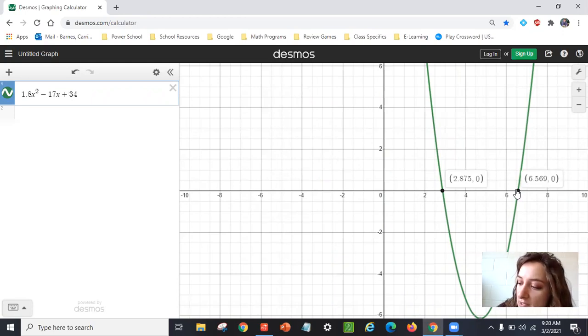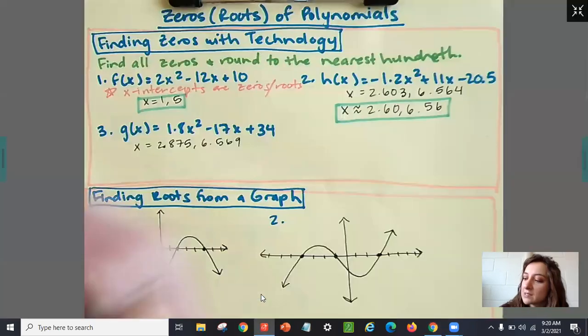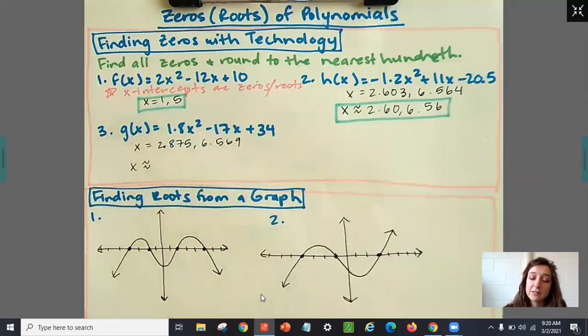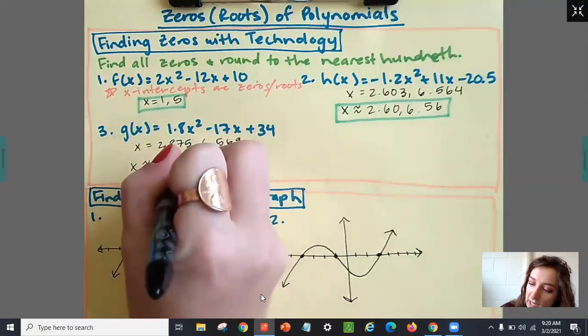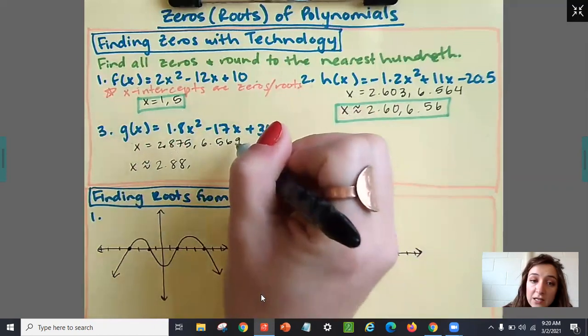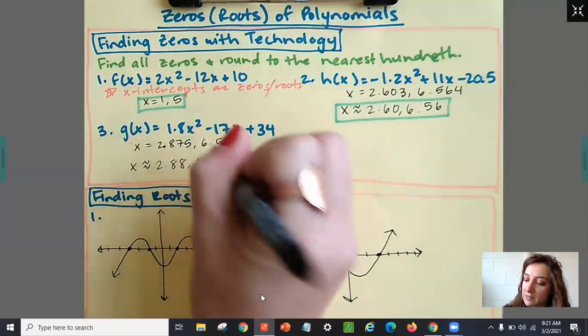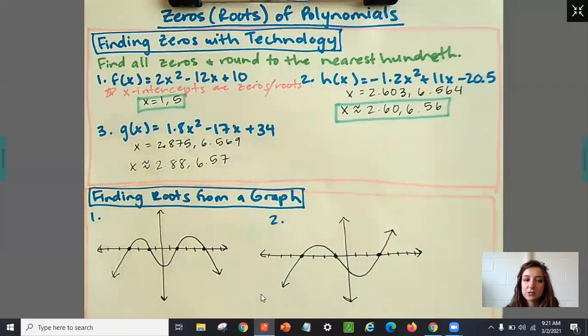So let's just write out these values, 2.875 and 6.569. But we are going to round these to the nearest hundredth, so that's 2 decimal places. So whenever we round this, the 5 is big enough to round the 7 up to an 8, so it's going to be 2.88. And then the 9 is big enough to round the 6 up to a 7, so this is going to be 6.57.